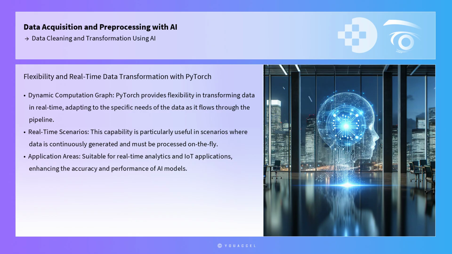PyTorch, with its dynamic computation graph, provides flexibility in transforming data in real time, adapting to the specific needs of the data as it flows through the pipeline. This capability is particularly useful in scenarios where data is continuously generated and must be processed on the fly, such as in real-time analytics and IoT applications. By mastering these tools, professionals can ensure that their data is in the optimal format for downstream machine learning tasks, thereby enhancing the accuracy and performance of AI models.